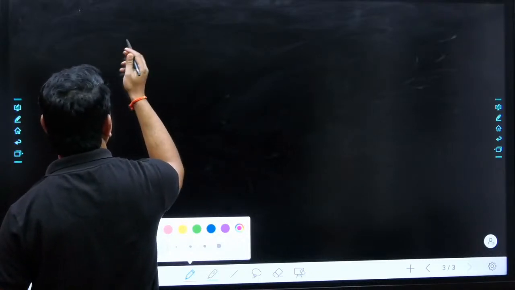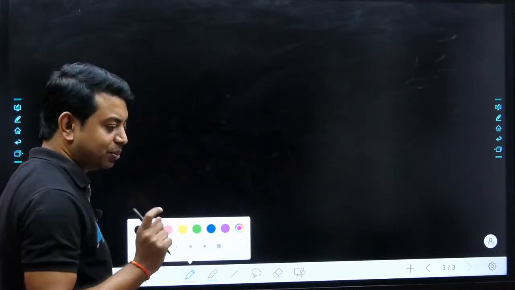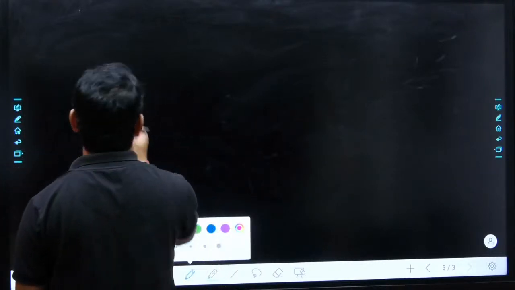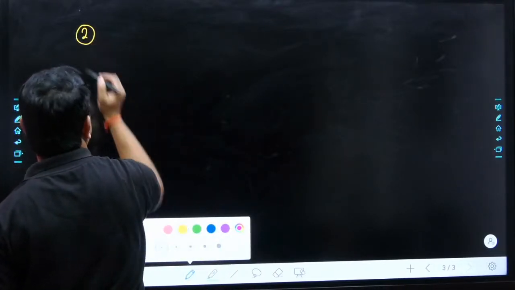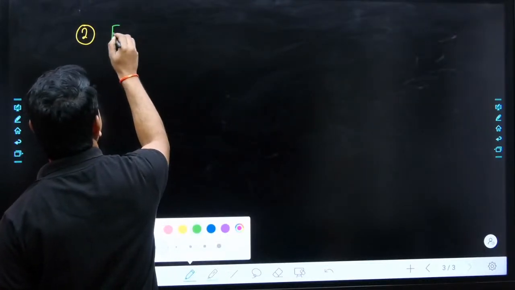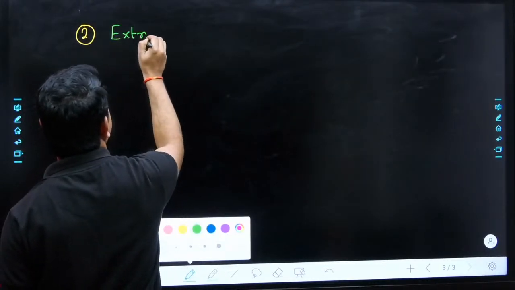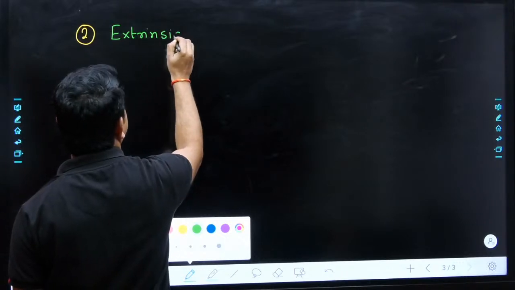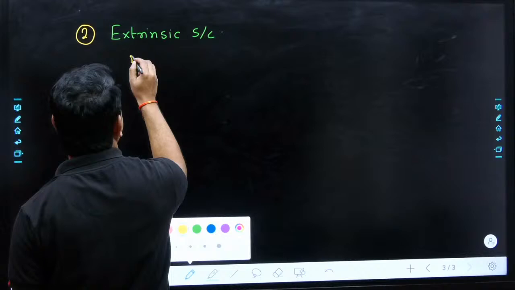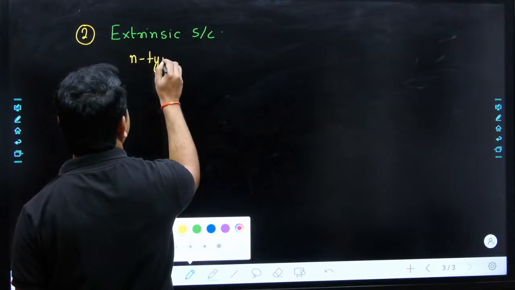Okay. So, finding that one, the distance between the forbidden energy gap can also be found, and now we are taking the next one, that is the second one. What is the second one? I am talking about an extrinsic semiconductor, and this extrinsic semiconductor must be an N-type semiconductor.